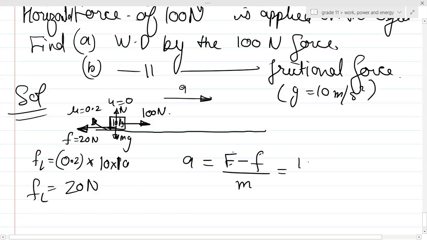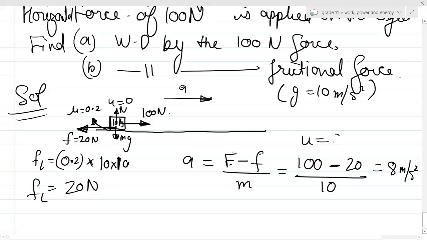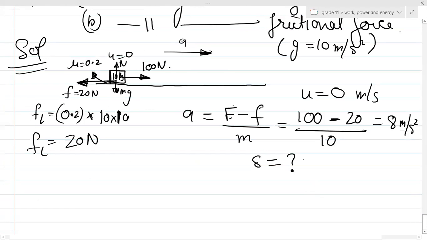So this will be 100 minus f, which is 20 Newton, divided by 10. So this will be 8 meter per second square. So now the acceleration of the block is known to us. The initial velocity is known to us. We need to find the displacement so that we can find work. And what have they asked?